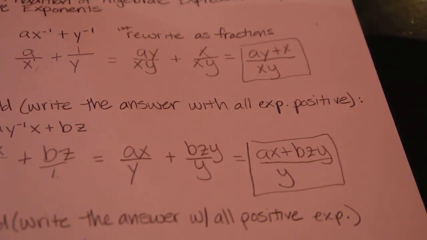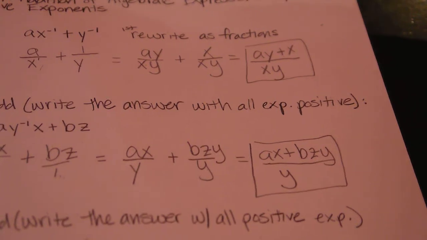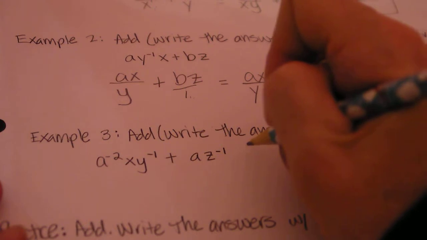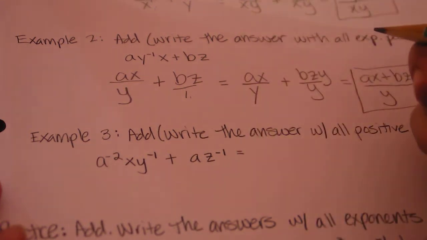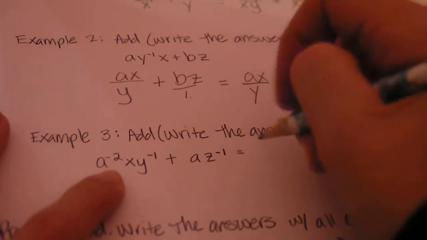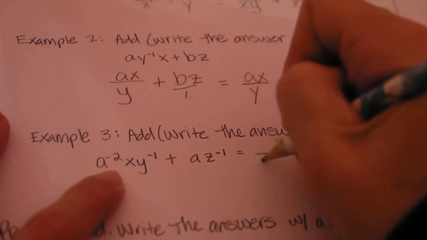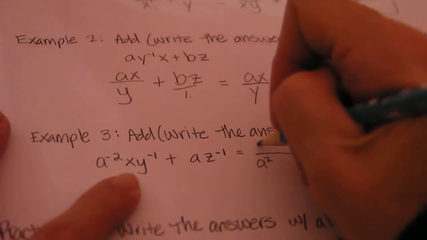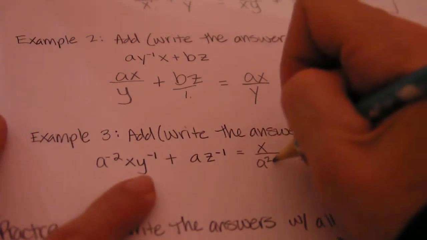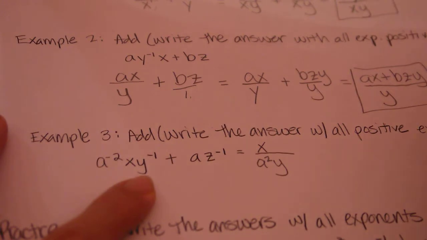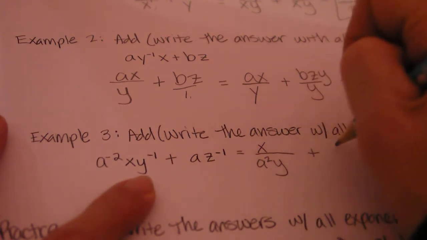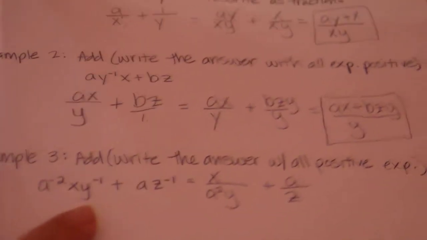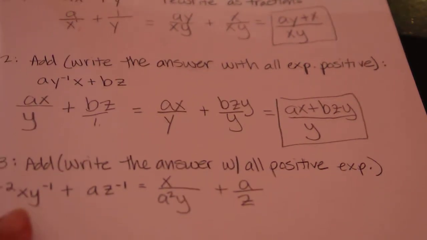Okay, there's only one more example, and I gave us very little room on our paper to do it, so I'll do my best. I might do it over 2 lines. So a to the negative 2 actually means a is going to go downstairs and have a positive 2. x stays upstairs, and y goes downstairs, plus a stays upstairs, and z goes downstairs. All right, so there we have that.